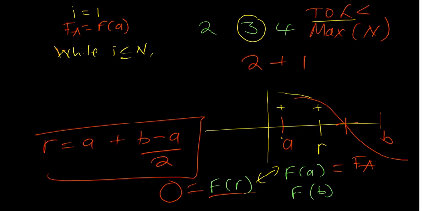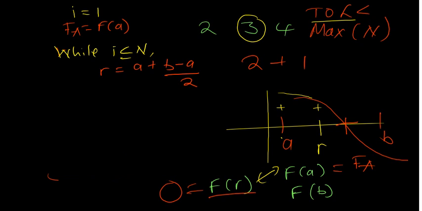We'll be using this one because this value will be compared against the tolerance. If it's less than the tolerance, then your R can be considered to be the root of the given function. So our R is going to be A plus that, and of course R is just the midpoint.